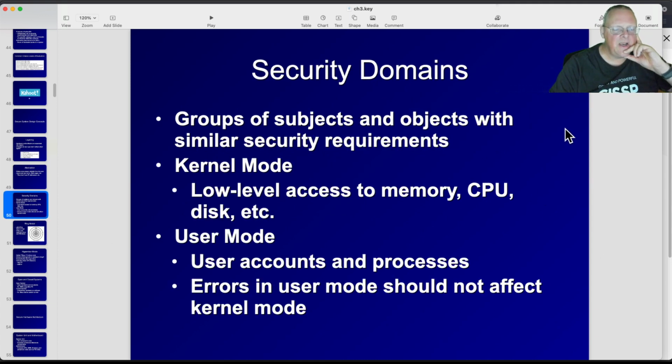So security domains, this is where you group things together. In kernel mode, you have low-level access to the hardware, but you then have user mode, which is limited functionality of the system where you can only do a certain amount of activity and only a certain amount of harm. And now you have the property that your user mode application, like Microsoft Word, could crash, but it doesn't crash the whole computer and the other applications because you're not really getting to the really dangerous part of the computer.